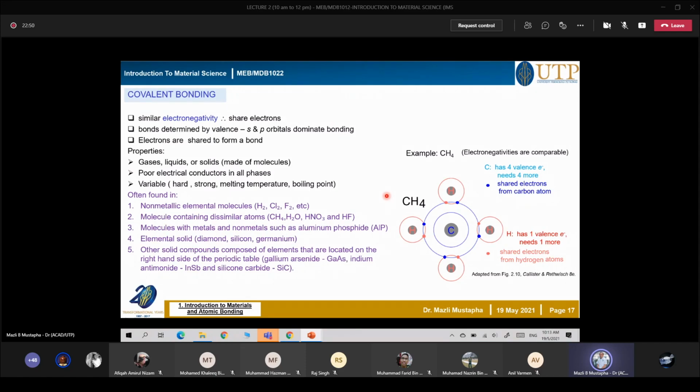You have learned this. In your foundation, you have s orbital, p orbital, and d orbital as well. But we are not going into detail. We just want to know the properties of the covalent bonding.